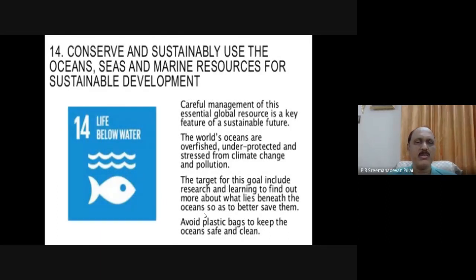Conserve and sustainably use the ocean, seas and marine resources for sustainable development. We have to be aware that the marine organisms are more than the land organisms. So by polluting the marine ecosystem, we are endangering the earth. Now in many places of the world, the fishes in the marine sector are dying and coming out after eating plastics and all. So any plastic you dump on the land ultimately reaches the marine ecosystem. So by dumping non-degradable plastics, we are doing an injustice to the marine system. The next one.